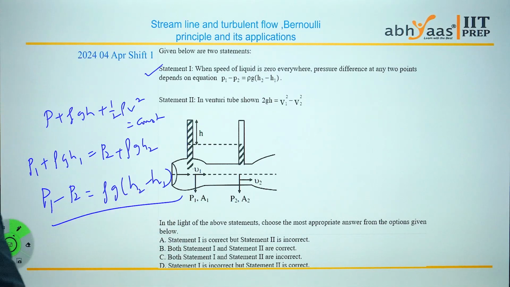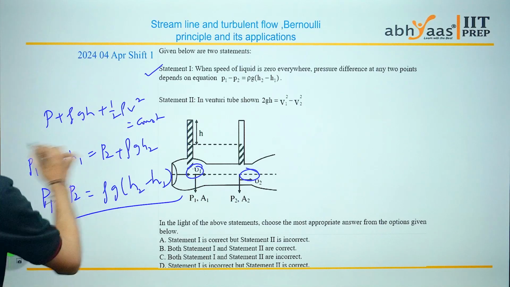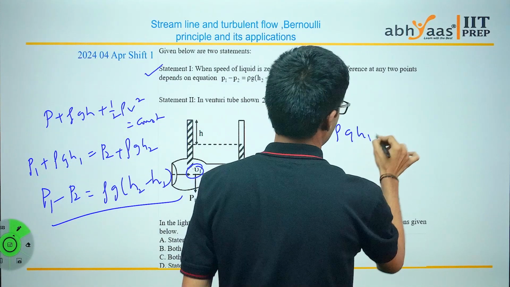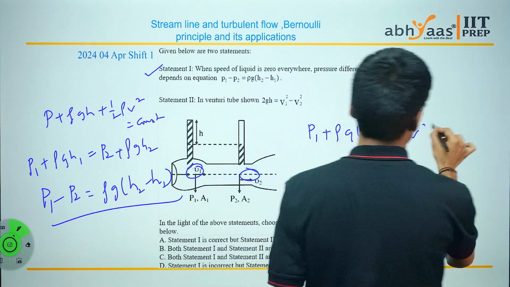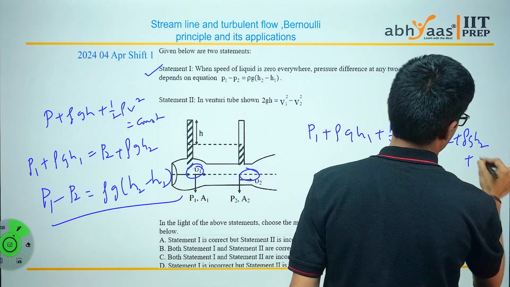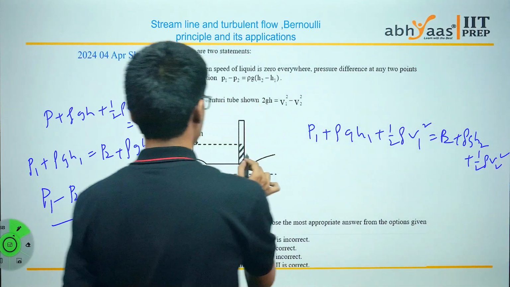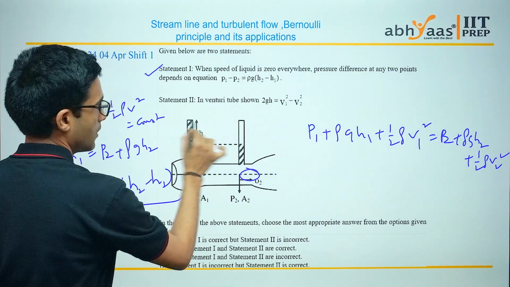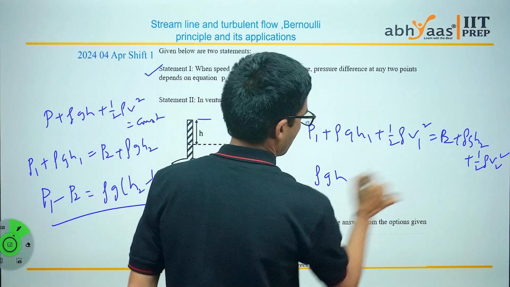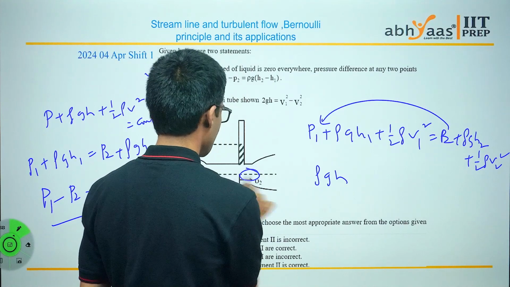Okay, now what happened? If you consider V1, V2, these 2 points, so again I am applying Bernoulli equation: P1 plus rho g H1 plus half rho V1 square is equal to P2 plus rho g H2 plus half rho V2 square. But what happened? P1 minus P2 is given in this liquid. P1 minus P2 is rho g H. If I bring this side, here heights are same.